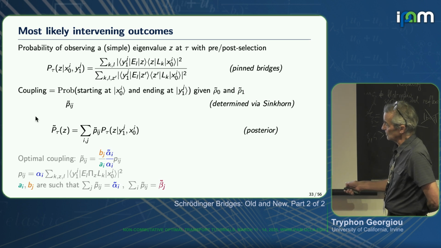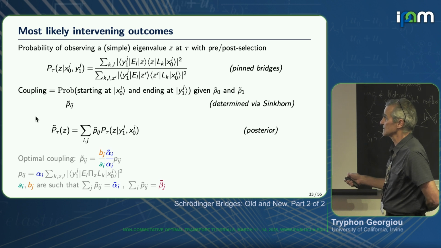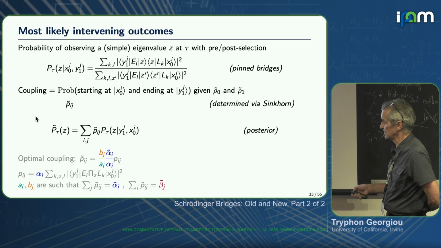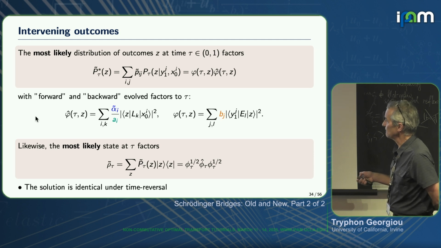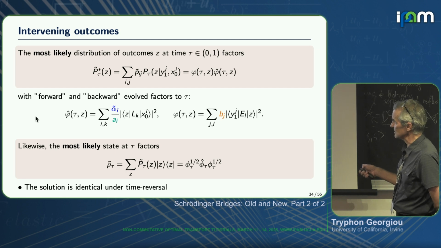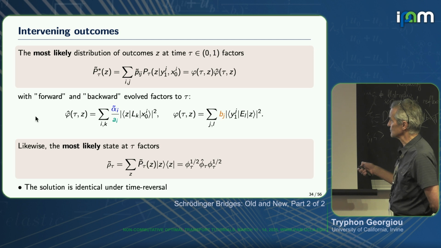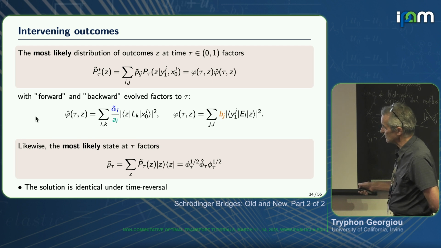And this gives us also updates in the Krauss maps from beginning to Z and from Z to the end. So we can write now the most likely distribution of outcomes in the middle, some point tau in the interval 0, 1, like we did on the previous page. And it is not too difficult to factor it again as a product of factors, phi hat and phi. The hats move forwards, and the phi's move backwards. These are unnormalized probabilities.